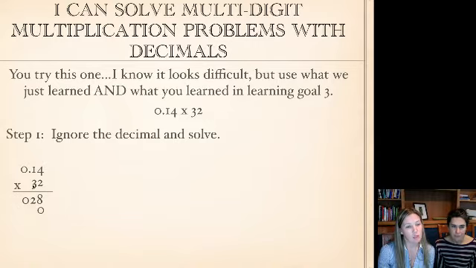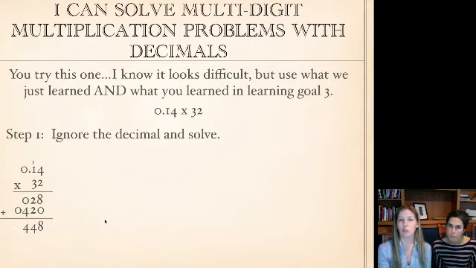Now I multiply 3 times 4, I get 12, so I have my new group here up, and then down here is my 2, so 1, 2, 12. Then I multiply 3 times 1 is 3, plus 1 is 4, and then again 3 times 0 is 0. And just like when you multiply 2-digit by 2-digit, you add them together next, and we end up with 448. So that is step 1. I ignored the decimal and I solved.